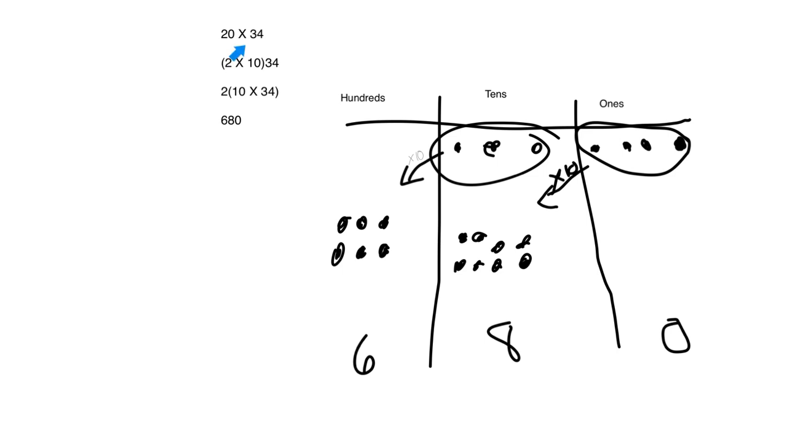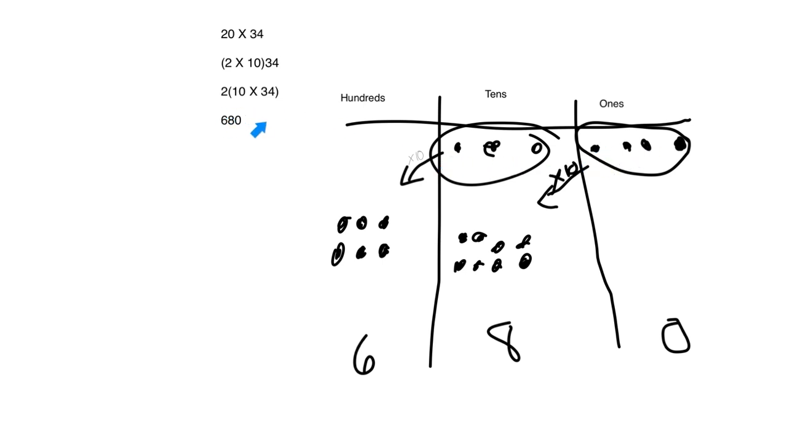Hi friends, so for our first problem we have 20 times 34. We can use the associative property to make this equation easier to solve. So we can break it down: 2 times 10 times 34. We are going to place the value of 34 into our place value chart first of all. So we have 3 tens and 4 ones.